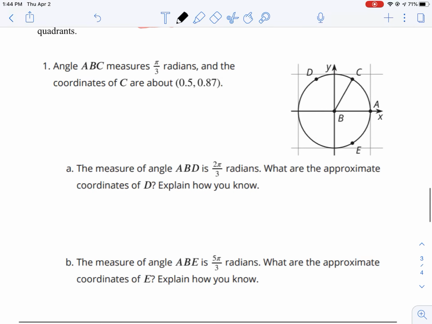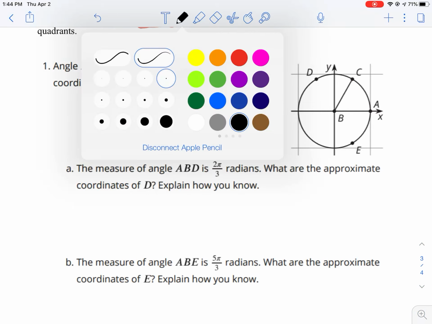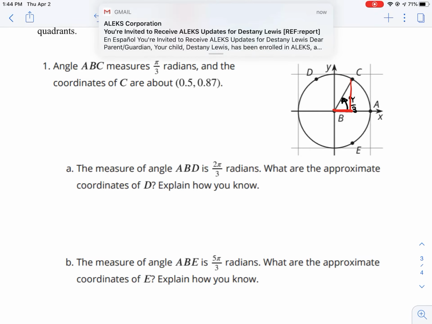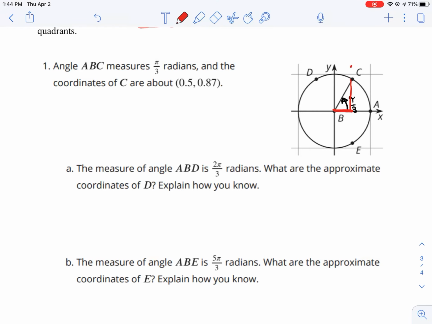So the first problem, as we're looking at it, says ABC measures pi over 3 rads. This angle is going to be pi over 3 rads. And now that we know that, we're able to form this triangle here. And this triangle is going to have an x-coordinate of 0.5 and a y-coordinate of 0.87. Once again, this is your x and your y, or you guys can think about it this way as your cosine and your sine.